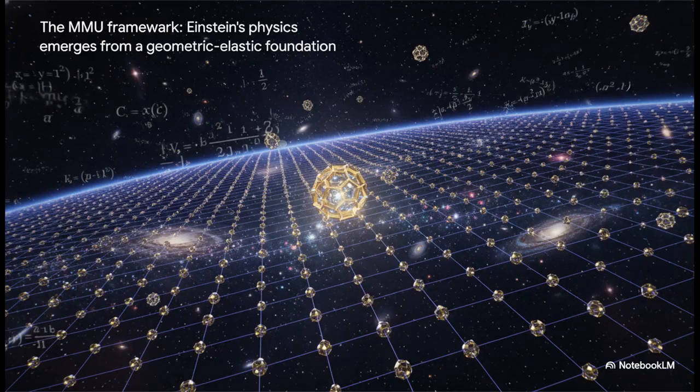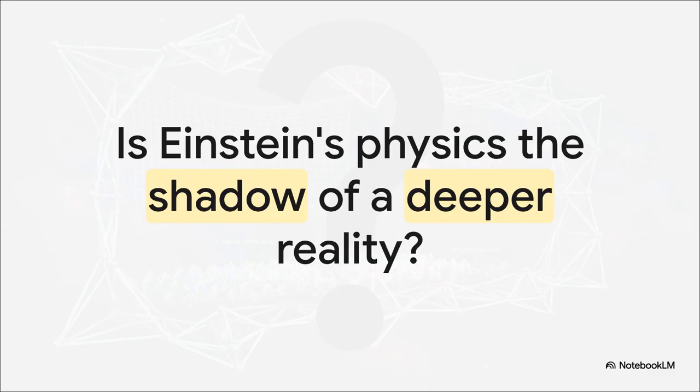So to wrap it all up, the MMU framework offers us a path. It's a way to see the complex, established, and beautiful physics of Einstein emerge not from abstract rules and postulates, but from something simpler, something more mechanical, a foundation built purely on geometry and elasticity. And that leaves us with a really fascinating question to chew on. Could the elegant, profound physics of Albert Einstein, could it all truly be just the observable shadow of a deeper, hidden, and ultimately mechanical reality?